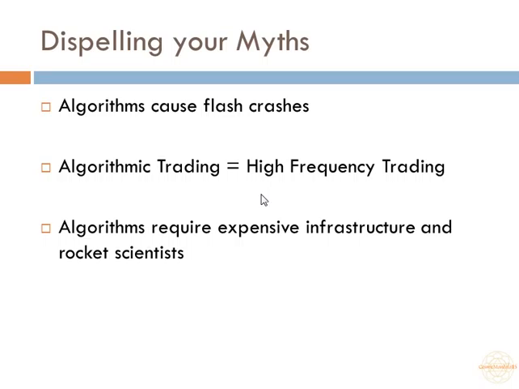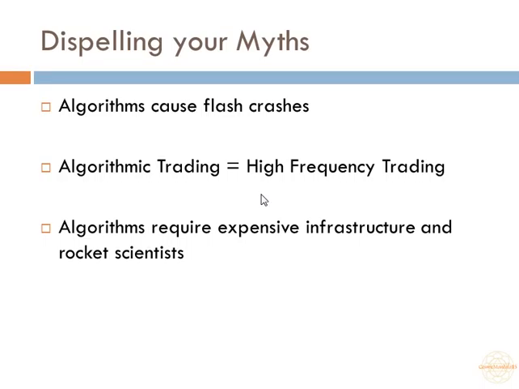Now the second myth that we address is algorithmic trading is the same as high frequency trading. This is not true. High frequency trading is a subset of algorithmic trading. It is a type of algorithmic trading which is used to exploit trading opportunities that cannot be exploited by humans. These opportunities exist for fractions of a second and no human can react quickly enough to take advantage of these opportunities. This is what high frequency trading is, and not all algorithmic trading is high frequency trading.